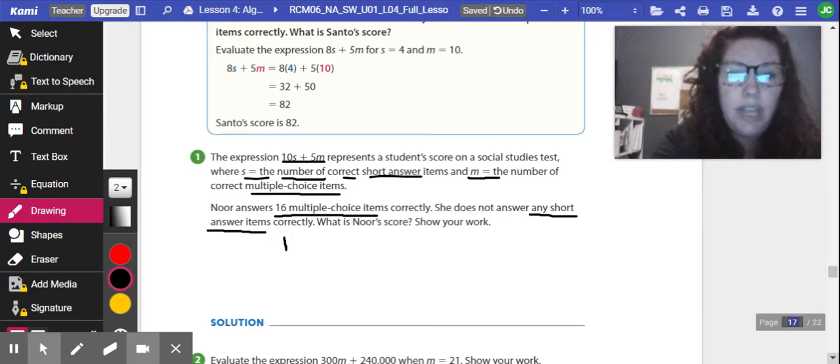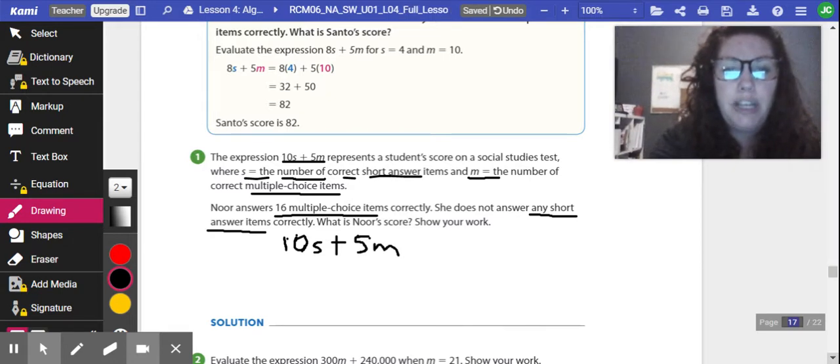So we have 10s plus 5m. So here's our expression, but we know that s is short answer, m is multiple choice. And now we're going to fill in what s and m is for Nor, okay?